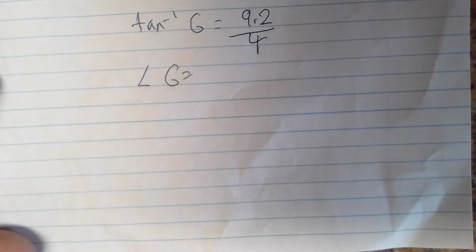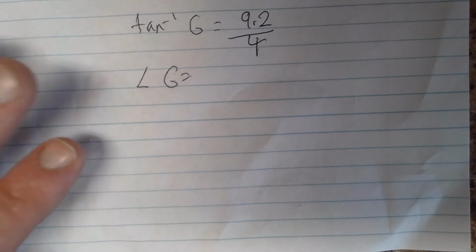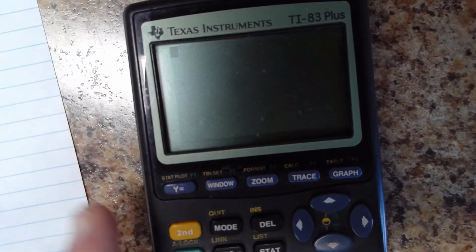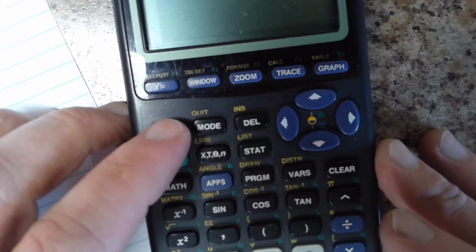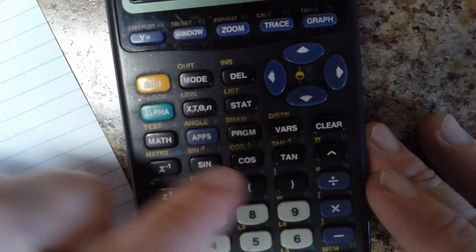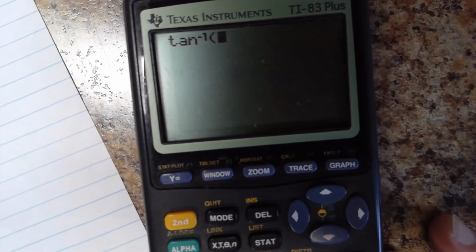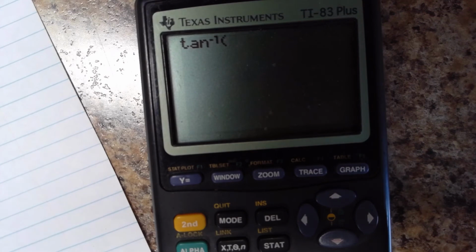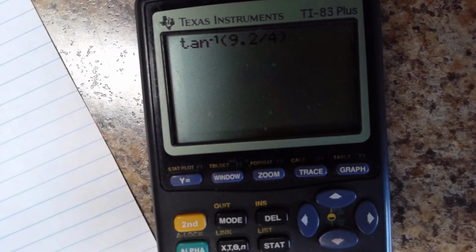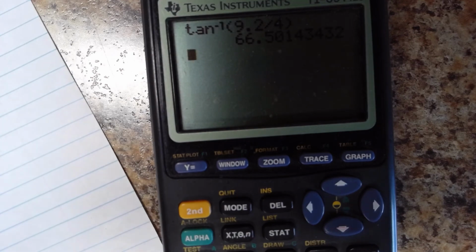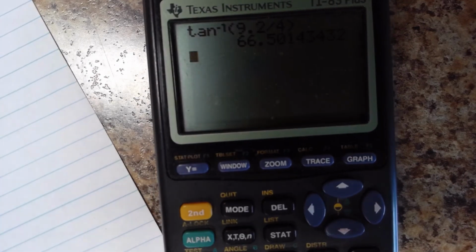So we can simply say that angle G is equal to, and let me show you one more time how to do tan inverse. Tan inverse of 9.2 divided by 4 is 66.5.